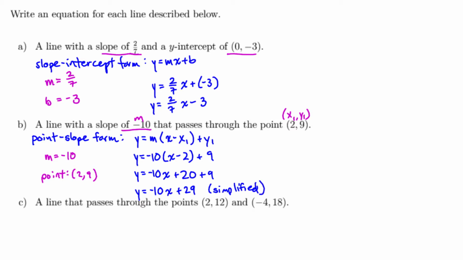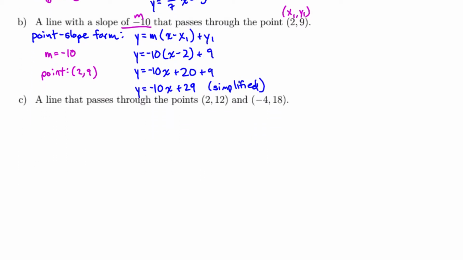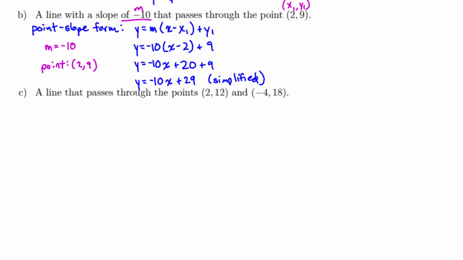Okay, this next one, part C, we are given that a line passes through the points (2, 12) and (-4, 18). So we can't immediately write our equation for this, but what we'll want to do, since we have 2 points, is to first calculate the slope, and then use the point-slope form.